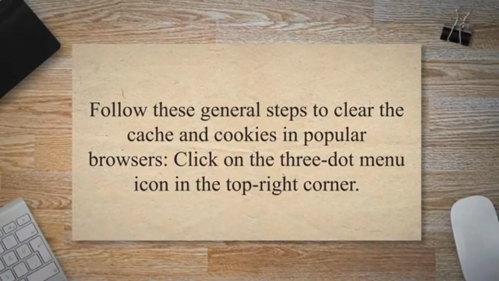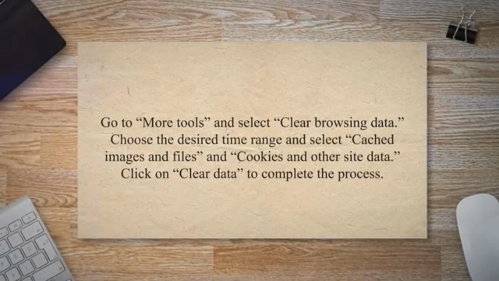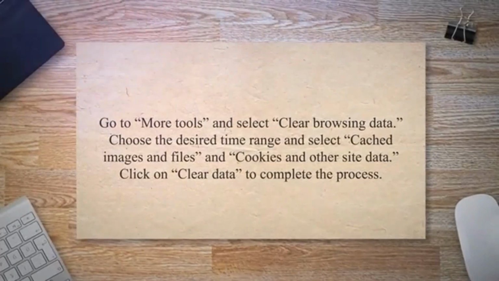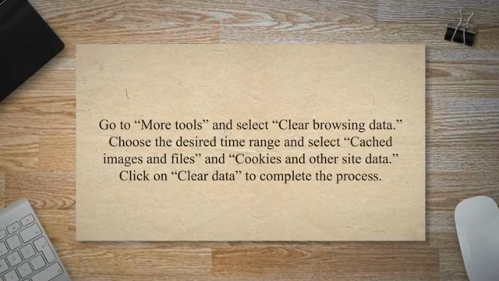Click on the three-dot menu icon in the top right corner. Go to More Tools and select Clear Browsing Data. Choose the desired time range and select Cached Images and Files and Cookies and Other Site Data. Click on Clear Data to complete the process.